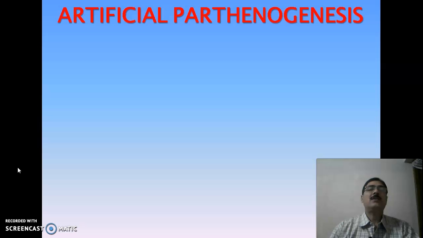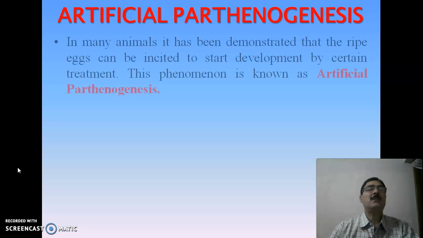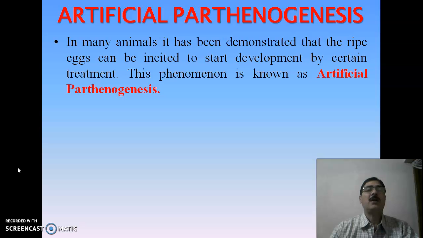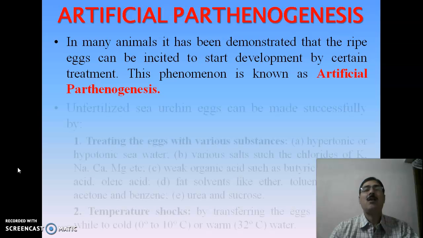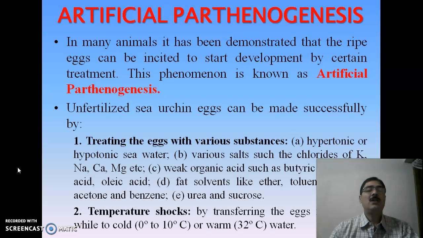Now the second part, the artificial parthenogenesis. अब हम बात करेंगे कृत्रिम अनिषेक जनन के बारे में। In many animals, it has been demonstrated that the ripe eggs can be incited to start development by certain treatment, and this phenomenon is known as the artificial parthenogenesis. कृत्रिम रूप से हम कुछ परिपक्व जो अंडे होते हैं उनको उत्तेजित करते हैं, स्टिमुलेट करते हैं, फलस्वरूप उनके अंदर बिना निषेचन हुए जो परिवर्धन की प्रक्रिया है वो प्रारंभ हो जाती है। The examples from the sea urchin eggs.